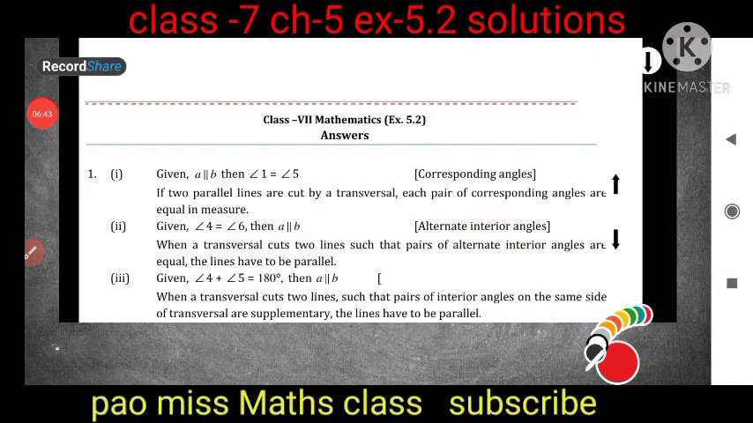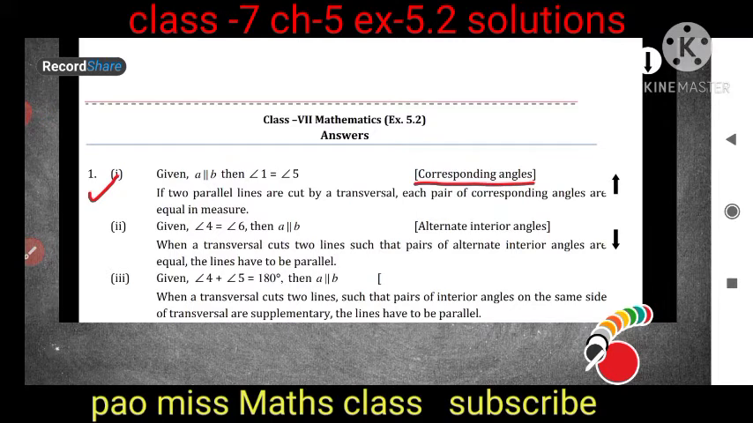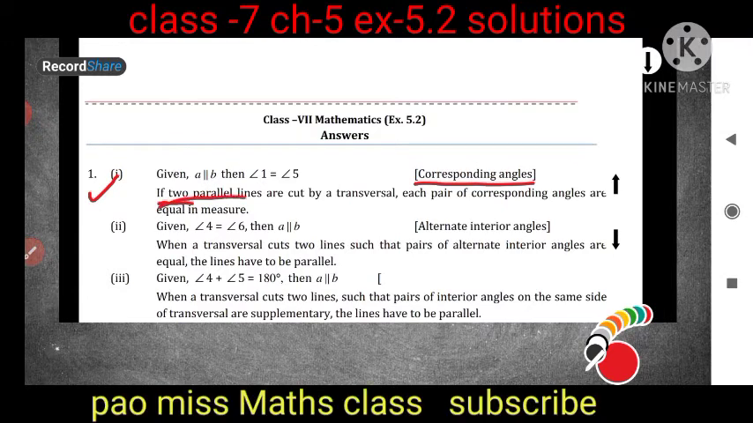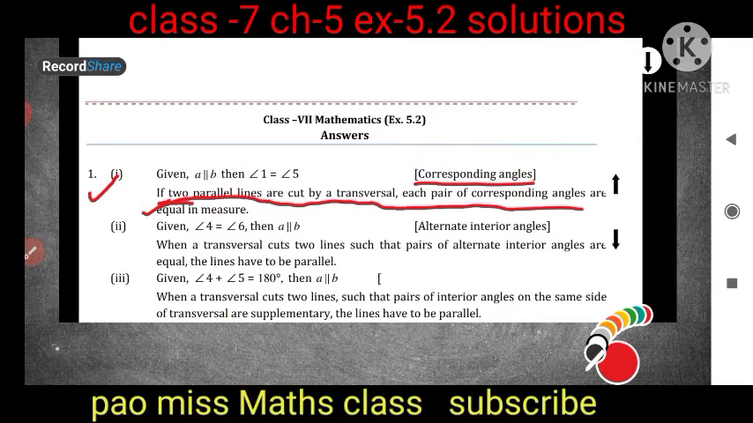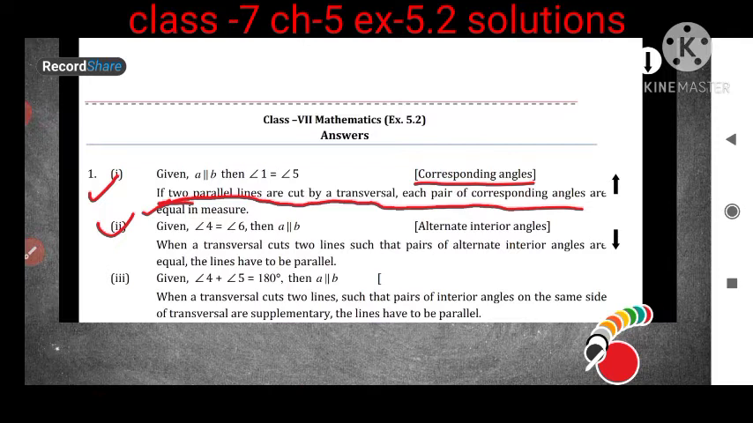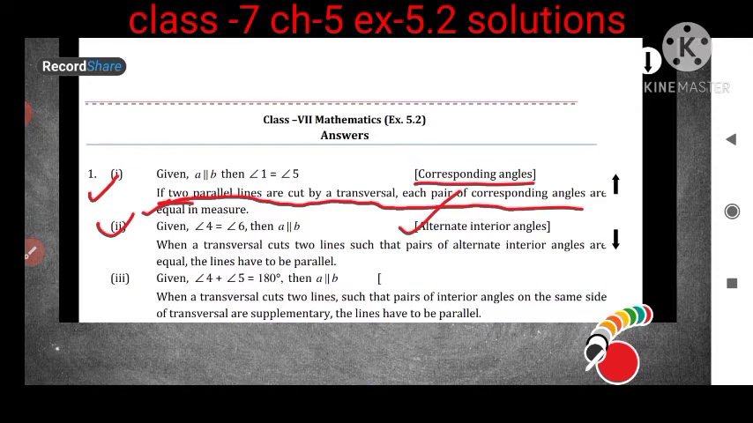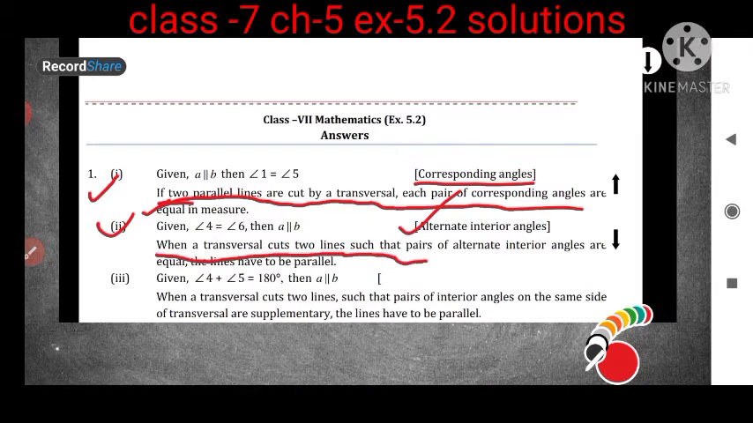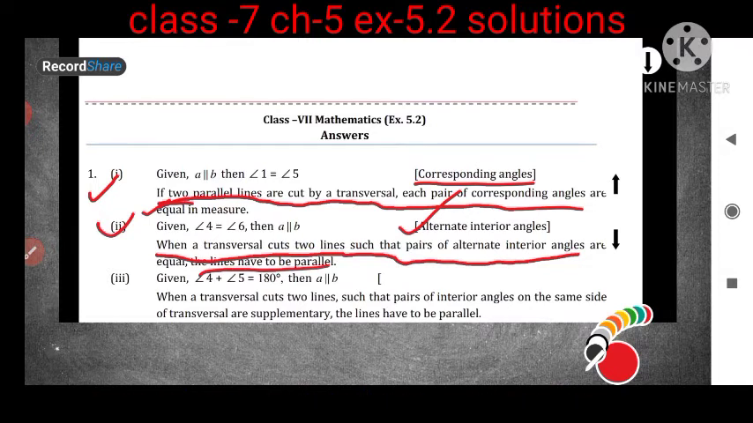Here you can see the answer for 1 is corresponding angles. Simply you can write angle 1 is equal to angle 5. Why? Corresponding angles: if two parallel lines are cut by a transversal, each pair of corresponding angles is equal in measure. Now for the second one, angle 4 is equal to angle 6. It is called alternate interior angles. So when a transversal cuts two lines such that the pair of alternate angles are equal, the lines have to be parallel. You have to write like this.